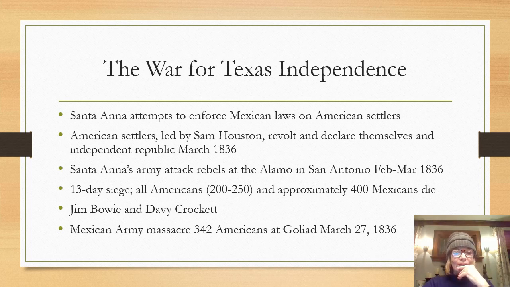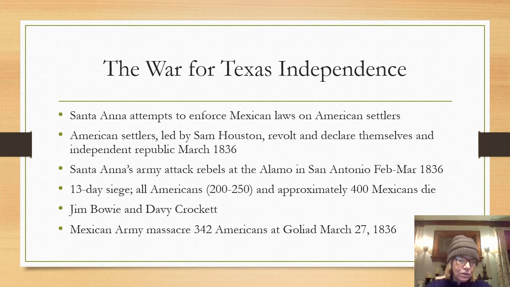So Santa Anna and his army attack these people who have declared their independence, first at this one fortress called the Alamo in San Antonio, and this was February through March of 1836. You've probably heard about this. So they surround this fortress. The Americans are inside, and I think that the number is closer to about 185 rather than 200 to 220. But they lay siege to it. So the Mexicans surround it for about 13 days. All of the Americans inside die, including Jim Bowie and Davy Crockett.